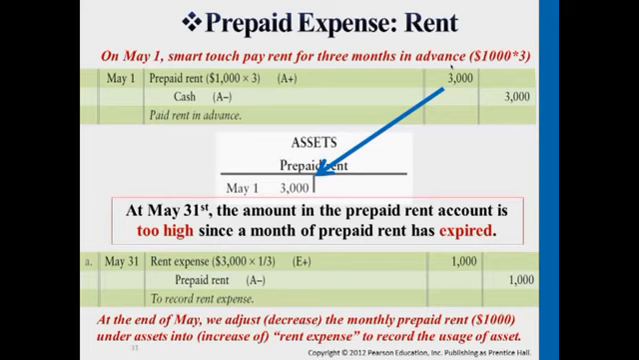Now in the middle, you'll see a prepaid rent T account there. After we do this transaction, what would happen to that T account? Would it still look like that? What would happen? What would it look like then?